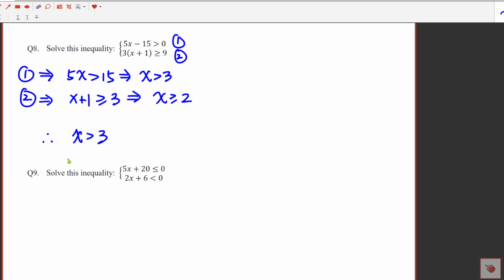So the final solution is x is larger than 3. Well, if you cannot see that immediately, then you can use a number line to help you find the final solution. So x is larger than 3 is here, the interval to the right side of number 3. And we know 2 is here, right? So x is larger than or equal to 2 is the interval here, to the right side of number 2.